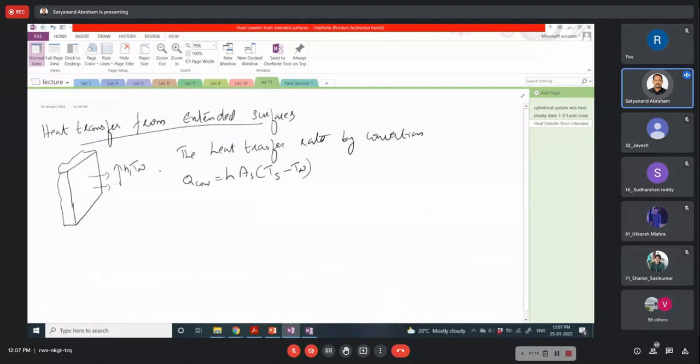What we are saying is we are trying to cool the surface. It has the surface area As, so the heat lost is h As (Ts minus T infinity). We are trying to cool it, and it is easier if we can increase Q, so that the cooling is much more appropriate. So what things can we do to increase Q?